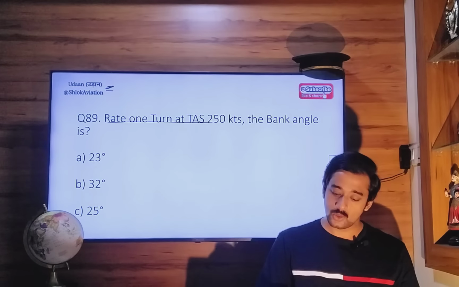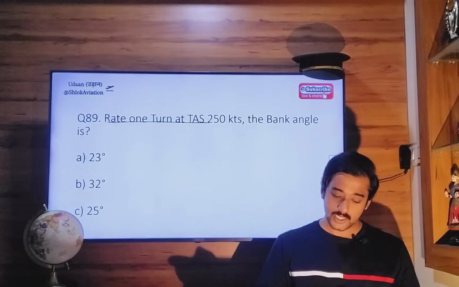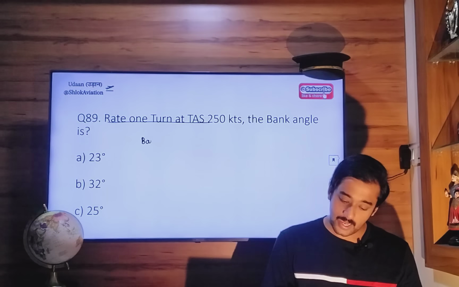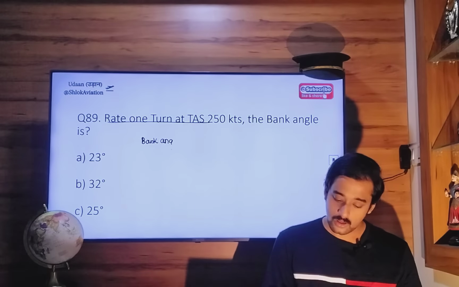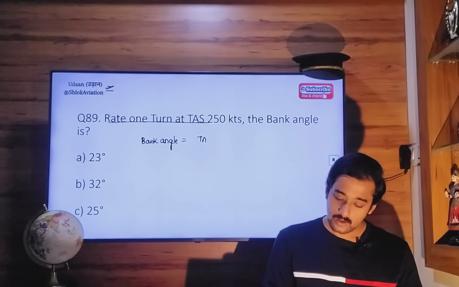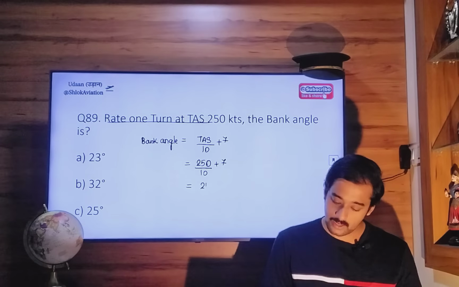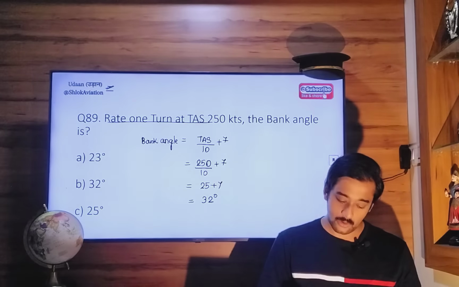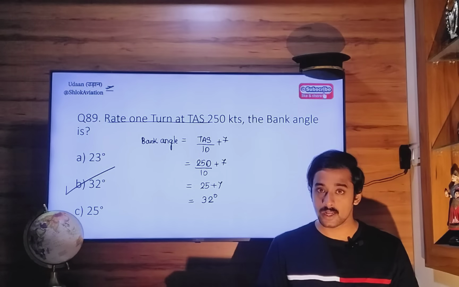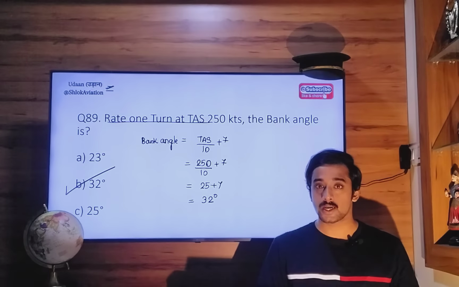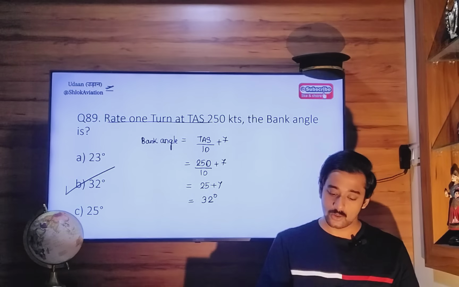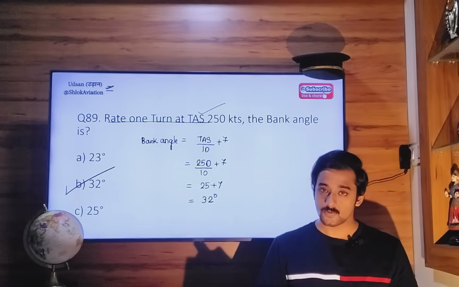Rate one turn at a true airspeed of 250 knots. What is the bank angle required? So bank angle will be equal to true airspeed divided by 10 plus 7. So 250 divided by 10 is 25, plus 7, that is 32 degrees. So you require a bank angle of 32 degrees if you want to make a standard rate turn of 3 degrees per second at a true airspeed of 250 knots.